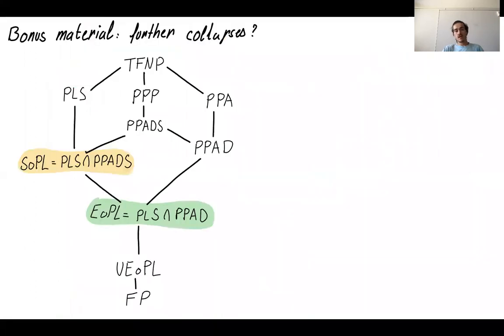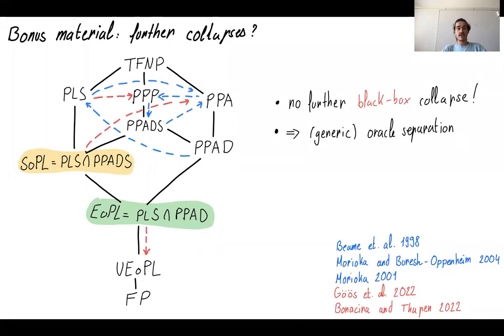Okay, this being done, here is how the TFNP hierarchy with the main subclasses looks like in 2022. And I guess the question is, can we find further collapses? This is not part of this work, but let me just say that continuing on the pioneer work from Beame et al. from 1998, we were able to complete the picture and show that all those classes are separated via oracle.